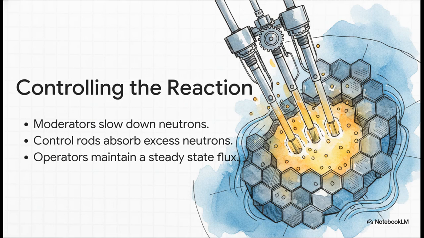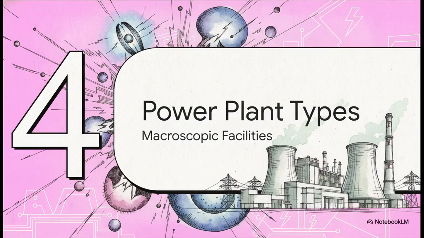And it's not just water temperature. Operators have physical tools at their disposal too. They use moderators, like water or graphite, to actively slow down the neutrons. They also use control rods made of neutron-absorbing materials like boron or cadmium. By constantly sliding these rods in and out of the core, operators can literally soak up the excess neutrons right out of the stream. The whole game is maintaining a steady state, a stable flux that keeps the reaction safe and efficient. Let's zoom out to Section 4, Nuclear Power Plant Types.